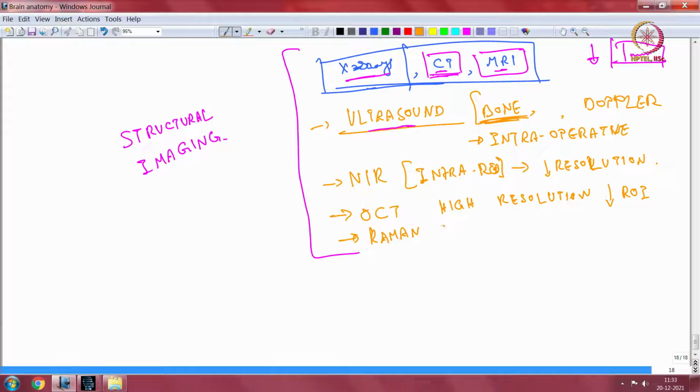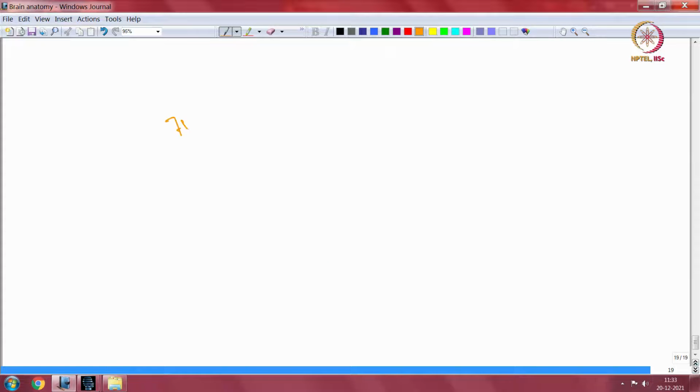Raman spectroscopy also has some relevance in brain imaging and diagnosis. But Raman, if people do know it, the equipment is so big that you can't take it into theaters. So that's about structural imaging. Now, functional imaging is evaluation of function. See, the engineering notion of function is pretty different from our notion of function.